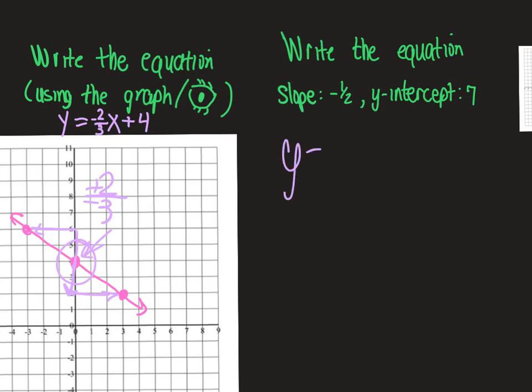Over here, it's even easier. We write y equals, slope goes right here in front as our coefficient. 7 goes in the back. What kind of 7 is he? He's positive 7, and we're done. That's it. All you have to do is write it like that.